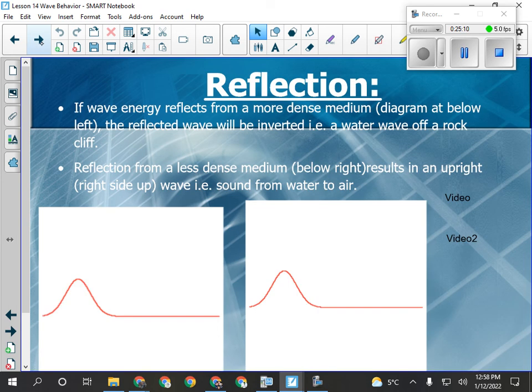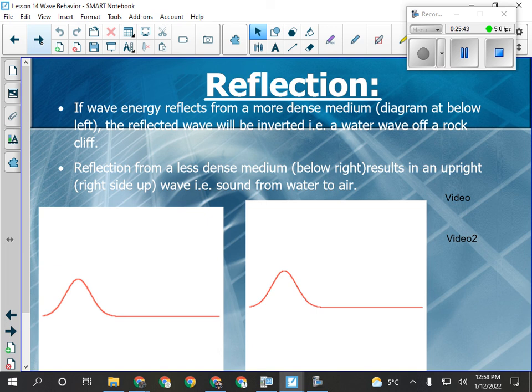If wave energy reflects from a more dense medium, the reflected wave will be inverted. That's what we just talked about. If it reflects off a less dense medium, then it results in an upright wave coming back. This is what would happen if I had that slinky lying on the floor and I made a wave in it. The wave would travel through the slinky and then go from the slinky into the air, which is way less dense. So I would get a really, really small upright wave coming back to me.